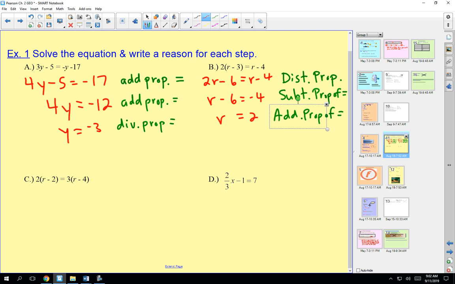Because we're doing it to each side. If I just say addition, well, addition could be combining like terms on one side or the other. So I'm noting the entire property. I'm saying that I am adding the same thing to each side because I'm allowed to do that.